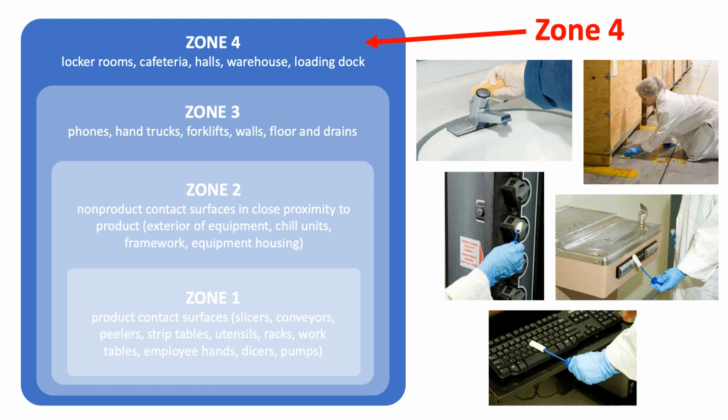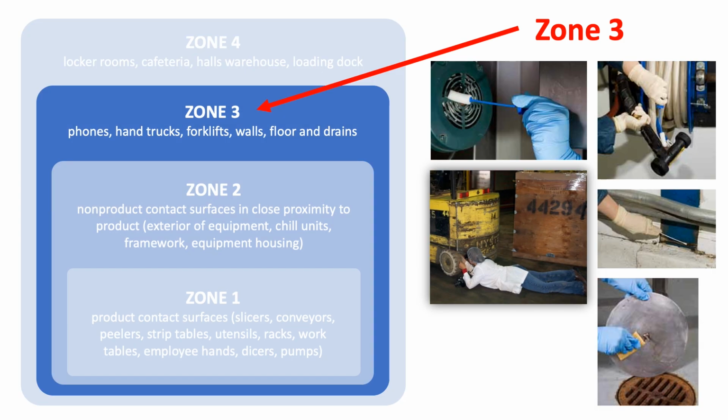Zone 4 includes the non-GMP areas or non-production areas of your facility, including the restrooms, halls, offices, warehouse, and loading dock. Zone 3 surfaces are within the processing facility, but further away from direct contact with the product. This might include the floor and the floor drains, walls, forklifts, and hand trucks.